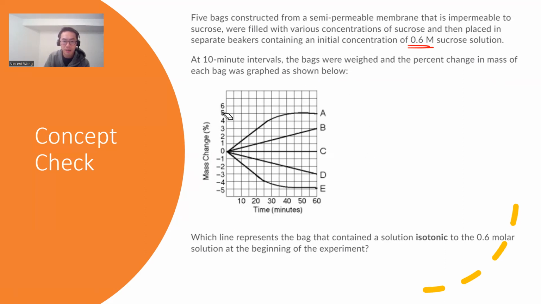Okay, so we have five bags here. Which line represents the bag that contains the solution isotonic to 0.6 molar solution? Right, the key word here is isotonic. How is the volume going to change if it's isotonic? Is it gonna change? No. So it's gonna be this flat line right here. Okay, no change in volume, right?